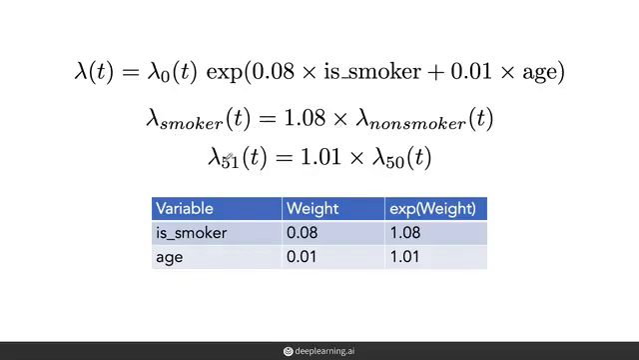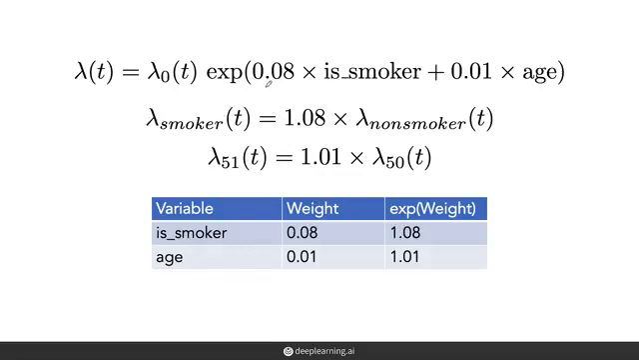Similarly, when we looked at age and when we looked at 51-year-old versus 50-year-old, we had the hazard for the 51-year-old is 1.01 times the hazard for the 50-year-old. And now these terms 1.08 and 1.01 are simply the exponent of the weights that are attached to those variables.